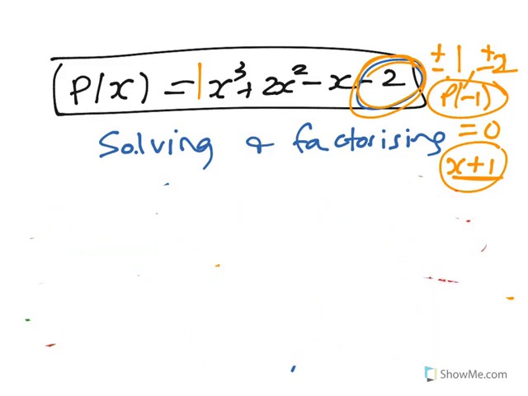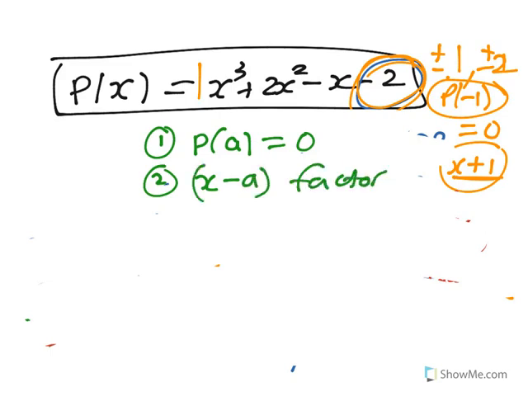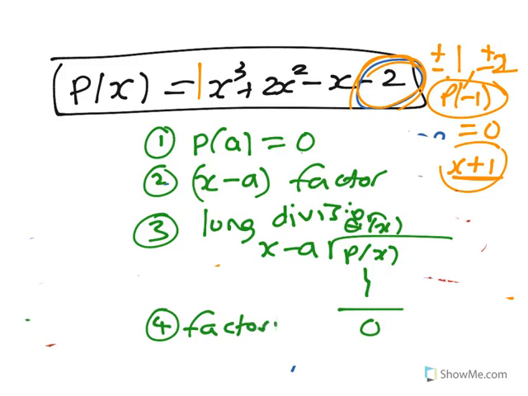So basic step 1, p of a. You find p of a until you get 0. Then x minus a is a factor. Then you use long division on x minus a. So you put that into p of x. You should get 0 there. And up here you'll get your quotient. Now to factorise, p of x will equal x minus a times q of x. And there should be no remainder because we've got 0 here.